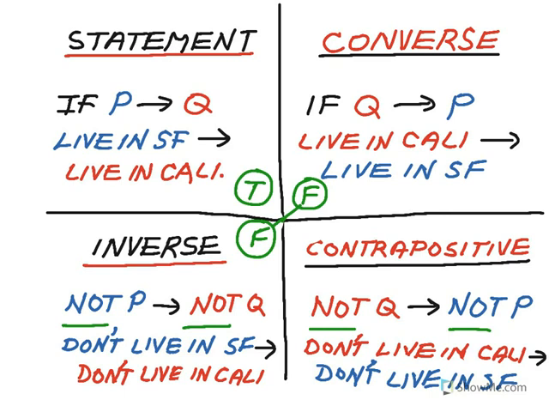Now on to the contrapositive. The contrapositive negates the converse, so it says, if not Q, then not P. If I don't live in California, then I don't live in San Francisco. Well, that's true. If you're not living in California, you can't be living in San Francisco. So notice that that is logically equivalent to the original statement. Again, those are either both true or both false. So that's just a little example, and now we'll apply it once again.